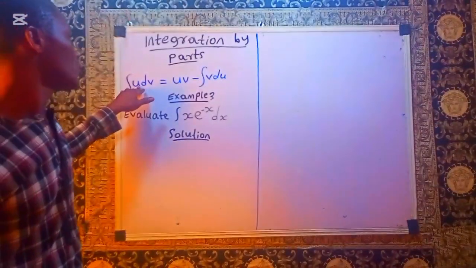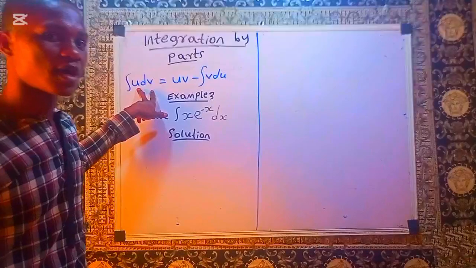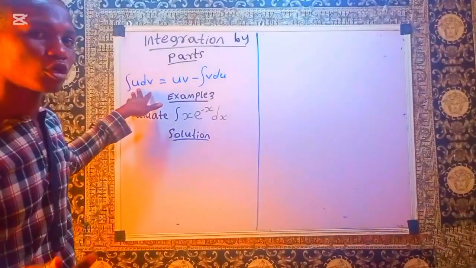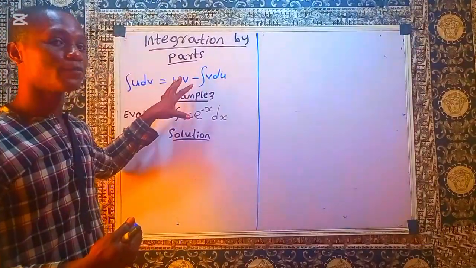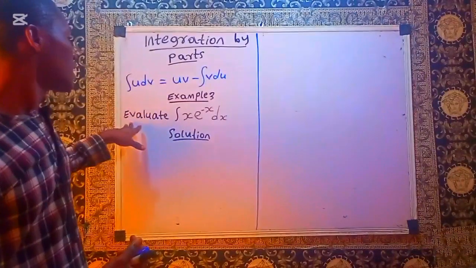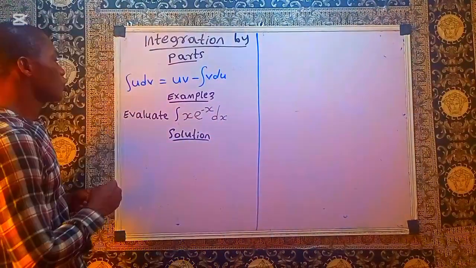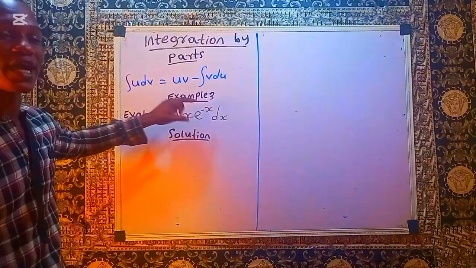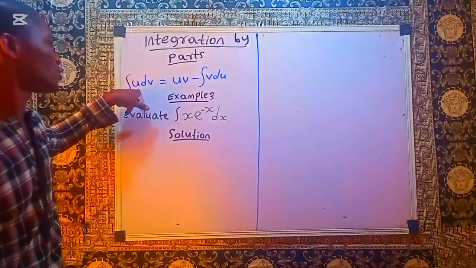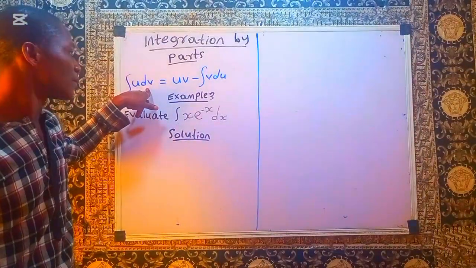We say that both u and dv are functions, so you are integrating the product of two functions. We have this example to integrate. We are to evaluate the integral of x exponential minus x dx. So we have x and exponential minus x. Which one do you call u? Which one do we call dv?